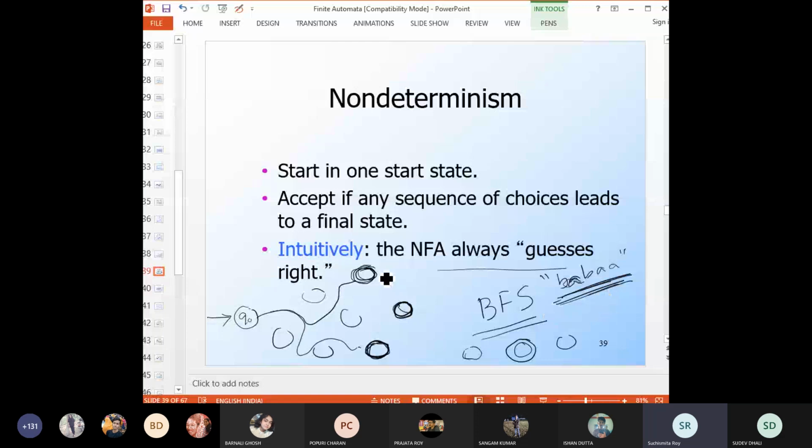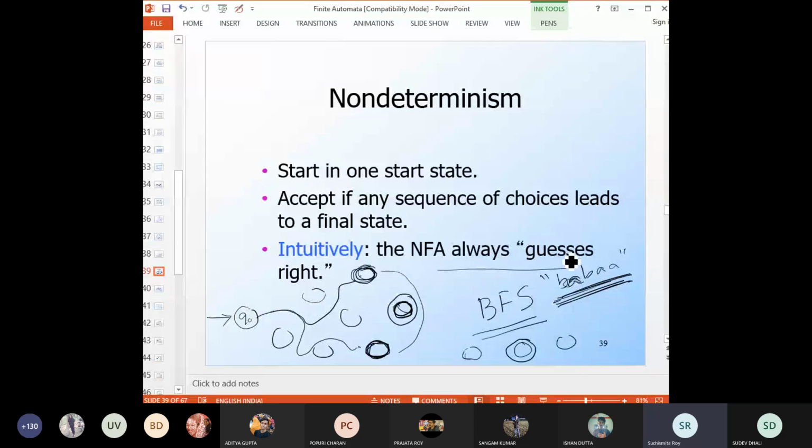Now, if at least one of these happens to be a final state, then the string is accepted by the NFA. You do not require that all of these states should be final states or accepting states. If any of these is an accepting state, then the string is accepted by the finite automata. So what it basically means is that there exist multiple paths. At least one of them is going to be the correct path. And we can always be optimistic that the NFA will be able to guess the correct path.